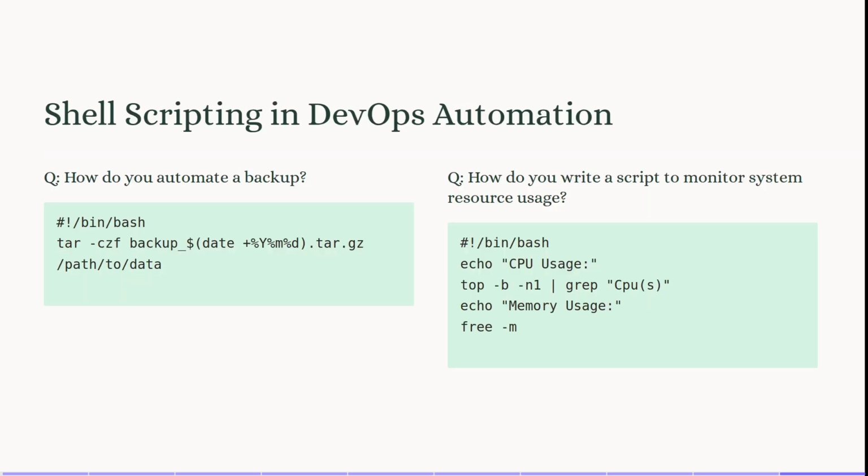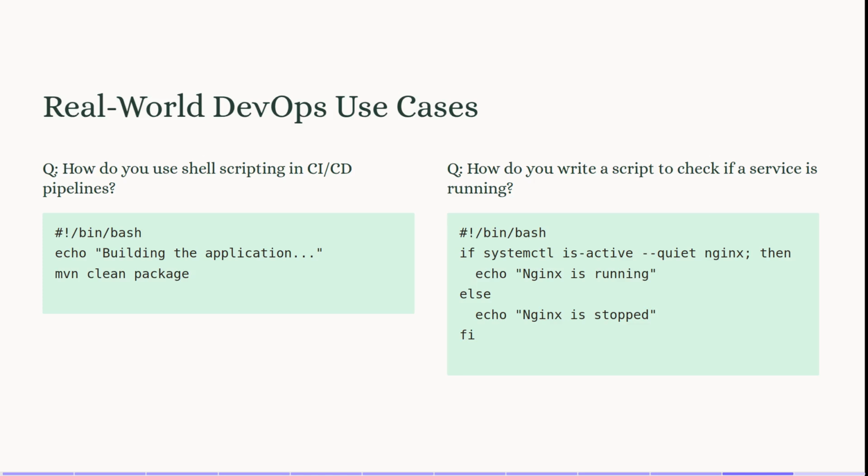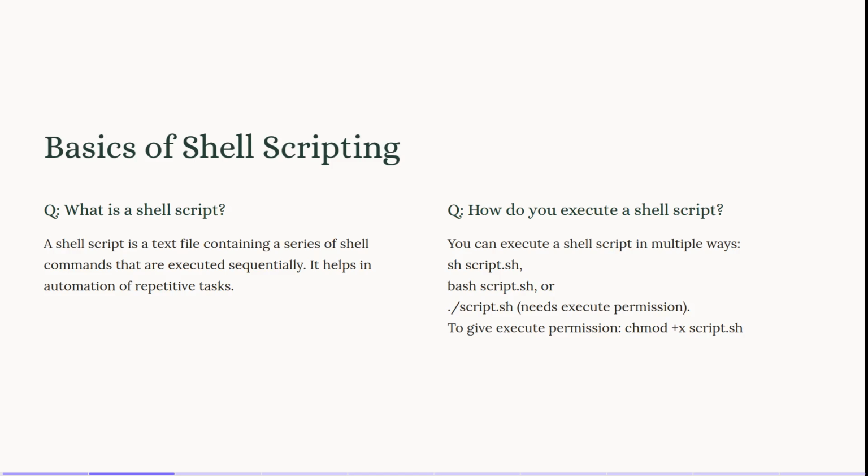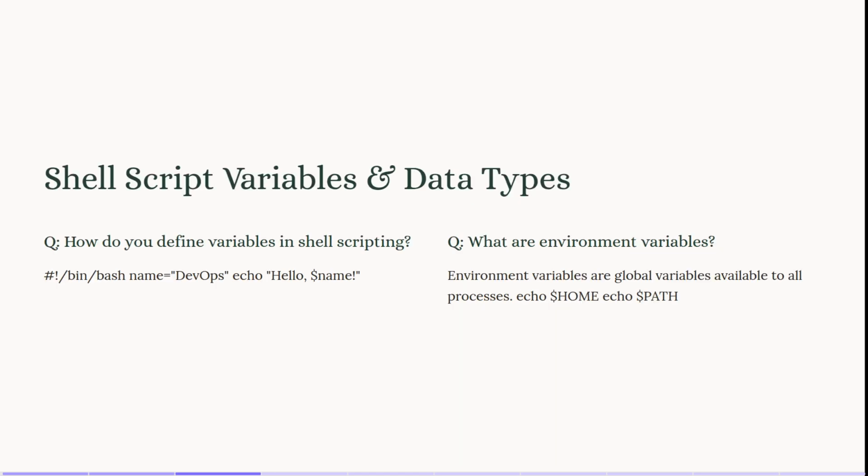But there are so many different CI/CD tools out there. Jenkins, GitLab CI/CD, CircleCI. Do we need to learn a whole new set of commands for each one? No, that's the beauty of it. Shell scripting is like a universal language that works across all these different platforms. So the scripts we write can be used with any CI/CD tool.